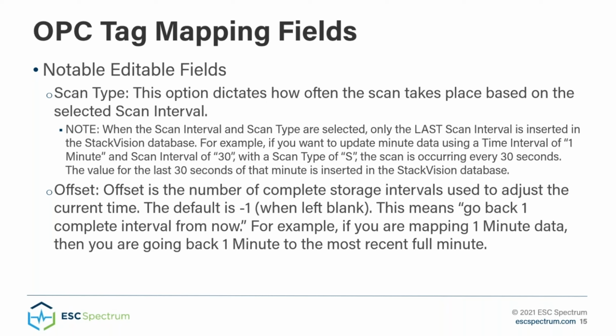Generally, what I see most in the field is the scan interval being in seconds, something less than a minute. The offset is the number of complete storage intervals you want to use to adjust the current time. So for example, if you are mapping 1-minute data, then you are going back 1 minute to the most recent full minute. As it says here in the slide, the default is -1. This means go back 1 complete interval from now. So if you put in 2, it'd be 2 complete intervals from now.